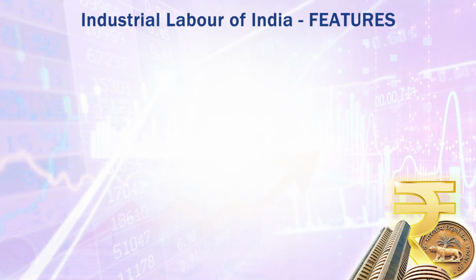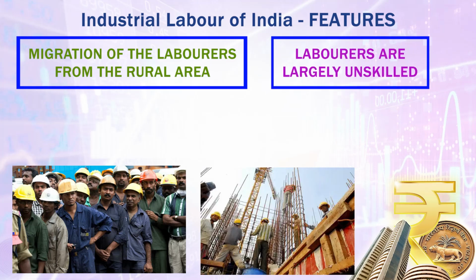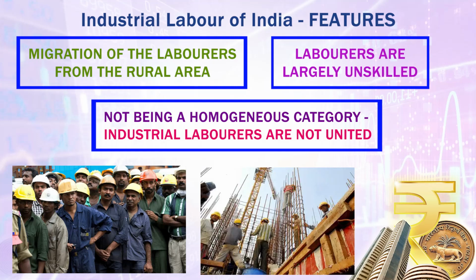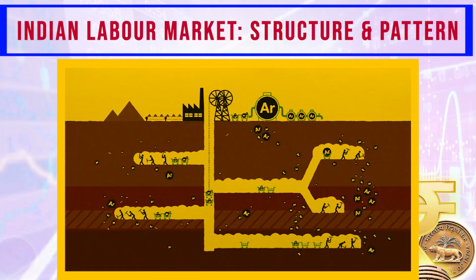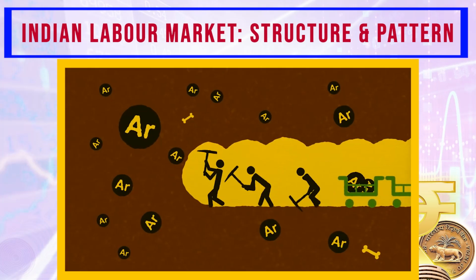Now, if we consider the features of the Indian labor market, we will find that migration of laborers started from the rural sector to the urban sector, first of all. The second is that these laborers are largely unskilled. They are not properly skilled or efficient enough to be absorbed in the industrial units in urban areas. And thirdly, since their categories are homogeneous, they are not unified to place their demands in front of the employers. So, the labor market structure and pattern is a particular case of India. It is to some extent different from other less developed countries.